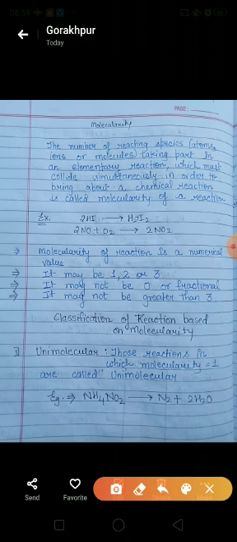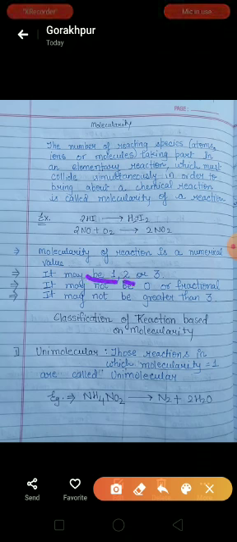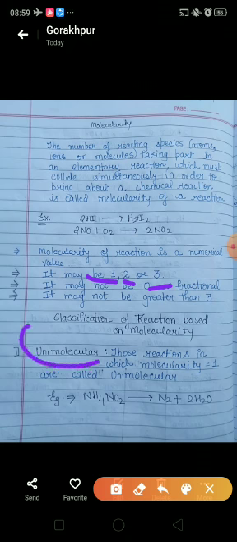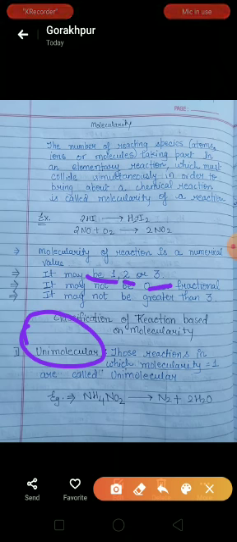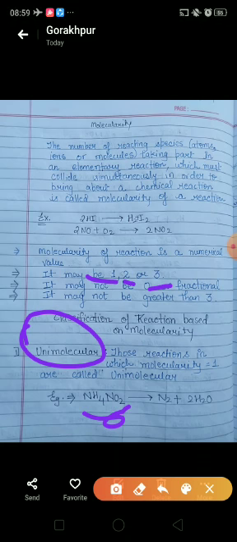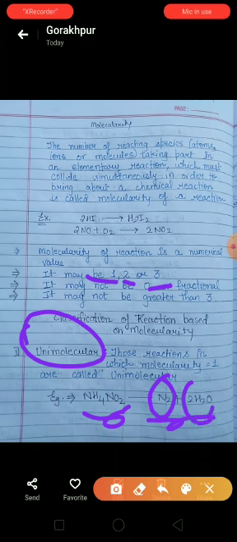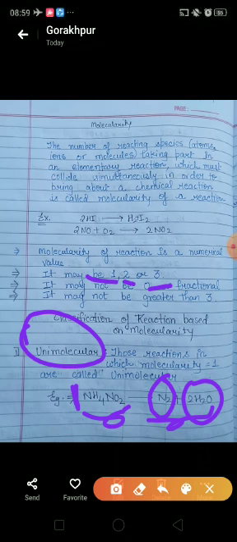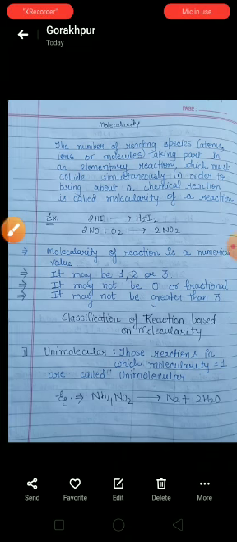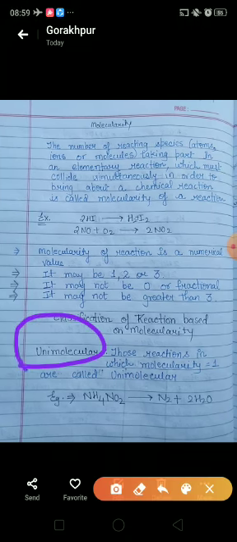What I mean to say, you have seen here molecularity may be 1, 2 or 3. So let's talk about unimolecular reactions. So what are unimolecular reactions? Students, those reactions in which molecularity is equal to 1 are called unimolecular reactions. You can see here ammonium nitrite is converting into N2 and 2H2O. So what happens here, its molecularity is 1. Why? Because there is one molecule of ammonium nitrite.